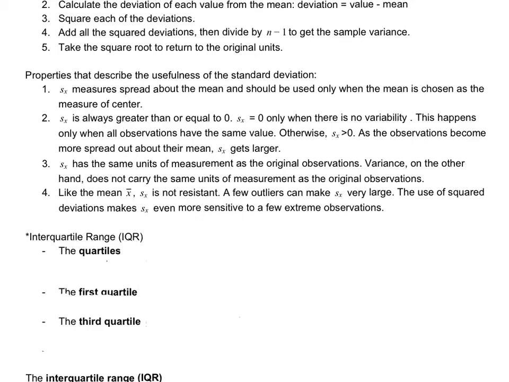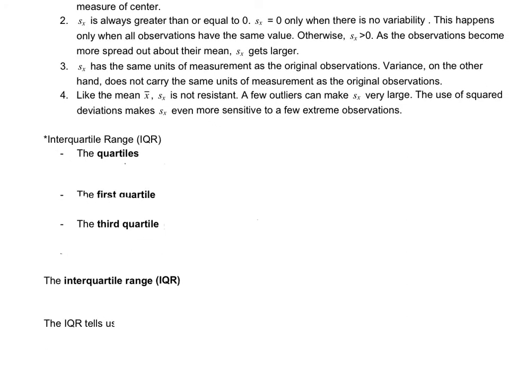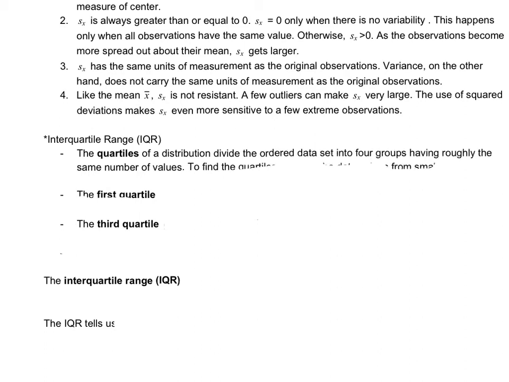Okay? And then the last measure of variability or spread that we use is what we call the interquartile range, or in short, the IQR. So the interquartile range is based on quartiles. So first thing we need to know is what exactly is a quartile. So a quartile is basically values that divide the set of data into 4 pieces. Okay, so you have your ordered data and the quartiles divided into 4 even groups with about the same number of values in each group.